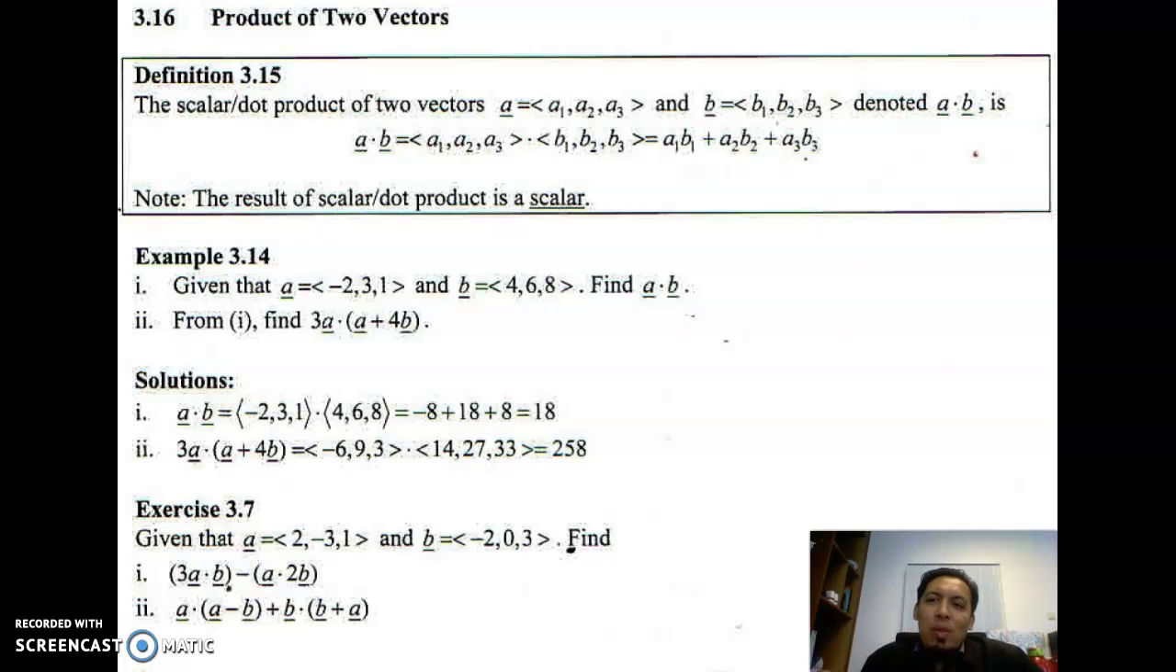Alright, let's talk about the product of two vectors. How do you multiply two vectors, right? There are actually two ways that will serve two different purposes.